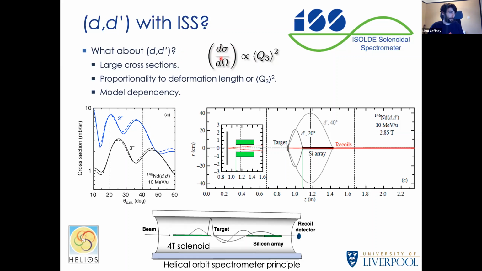But using the cross sections, we can get out deformation lengths or B3s, if you like, whichever type of model assumptions you want to use, from inelastic scattering. So not purely Coulex, but now inelastic scattering using deuterons. And you see the cross section, to answer Georgi's question, is also in the millibar range.